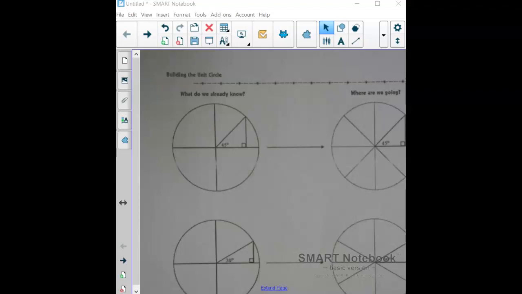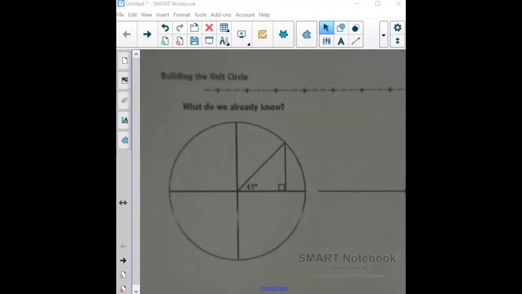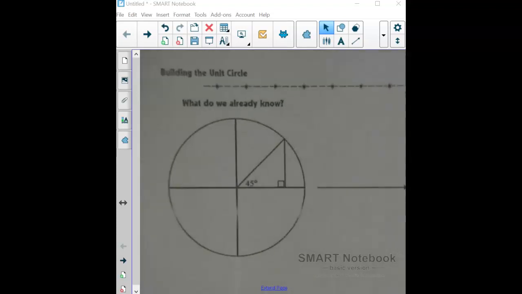On this page, we're going to go through building the unit circle. Before we start building anything, I just want you to take a look at this image that I'm zooming in on. Just take a second, look at it. Think about what you know from geometry that might help you to know a few more things about this picture. Don't worry about the words or anything else on the page. Just focus on the picture.